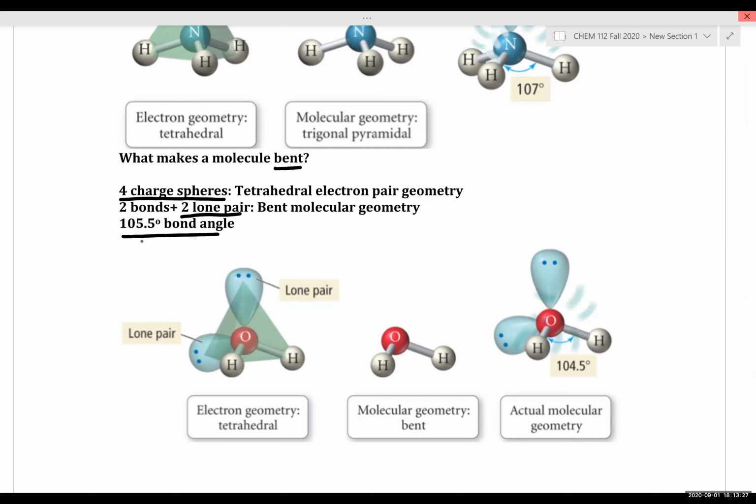Do these two geometries make sense so far? Does this look familiar to everyone so far? Yep. Perfect.